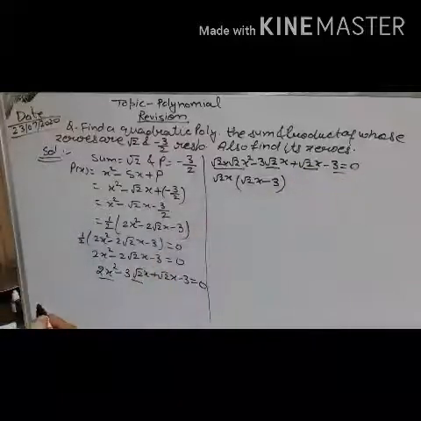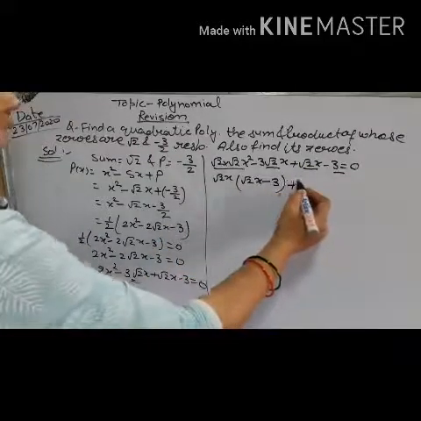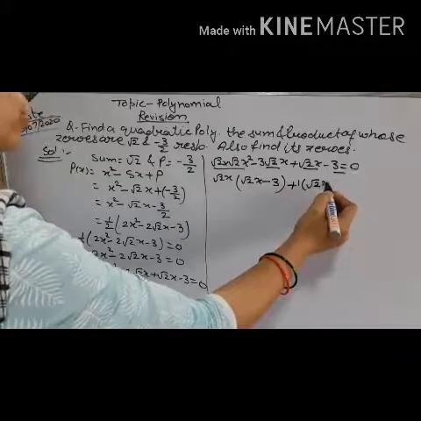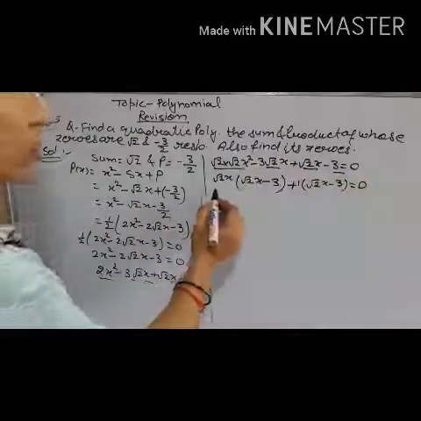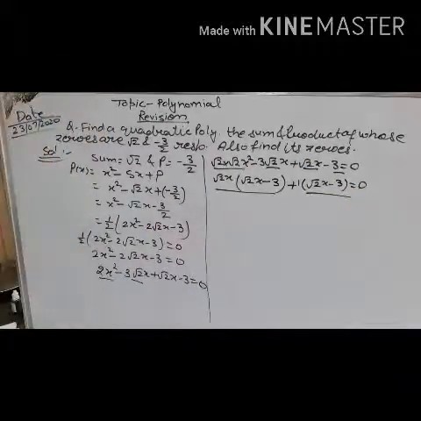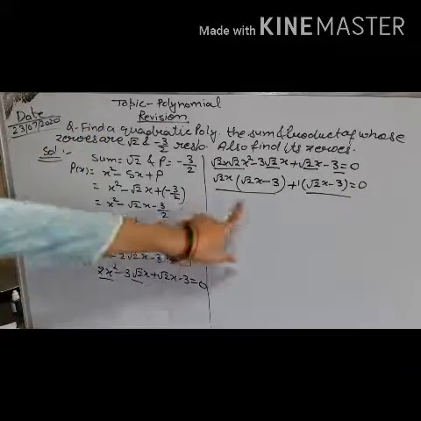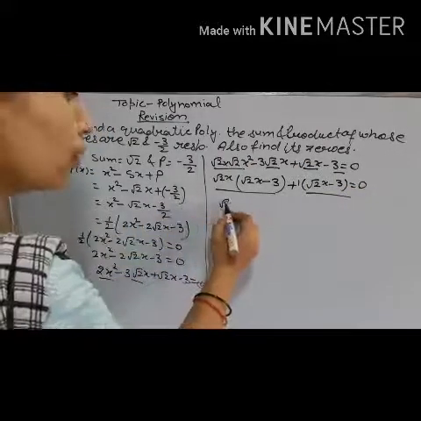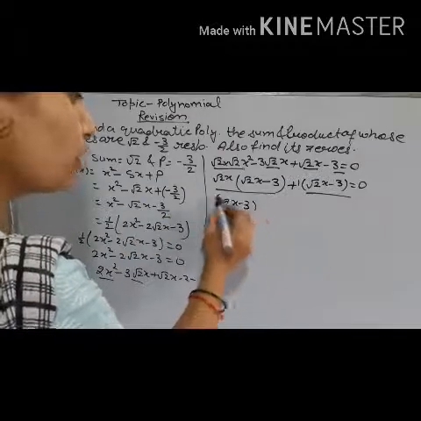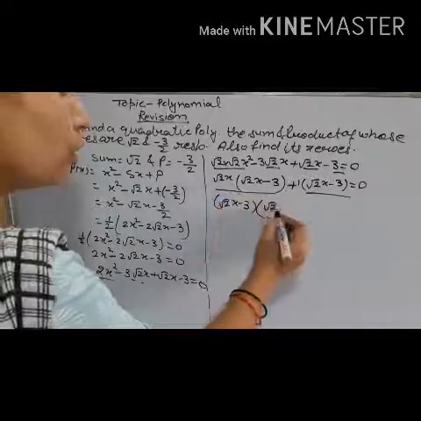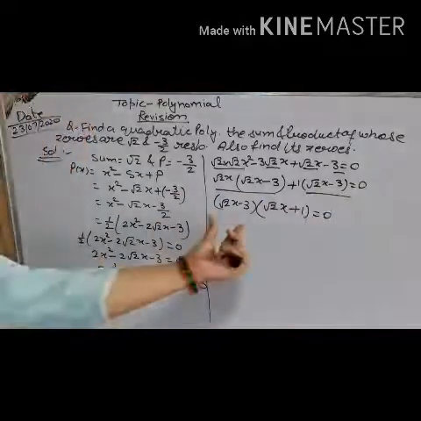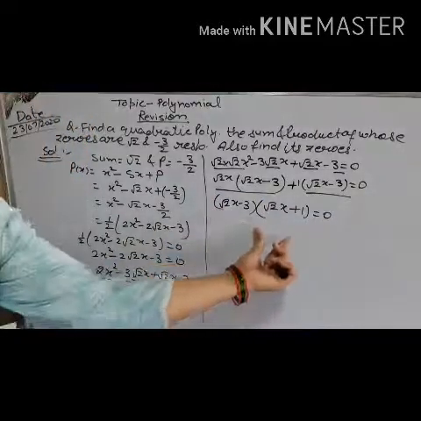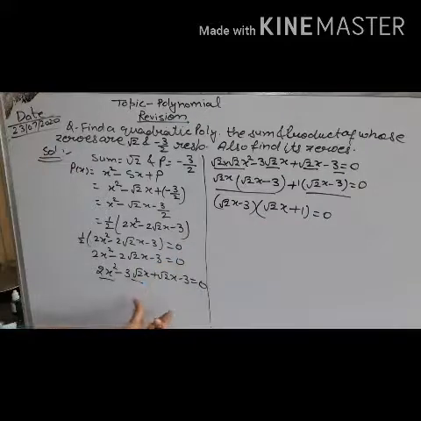From the third and fourth term, which value is common? Only 1 is common, so root 2x minus 3 equal to 0. Now again, from this first and second term, which value is common? Root 2x minus 3 is common, so which term is left? Root 2x and plus 1. Now these two linear factors we obtain from this quadratic polynomial.